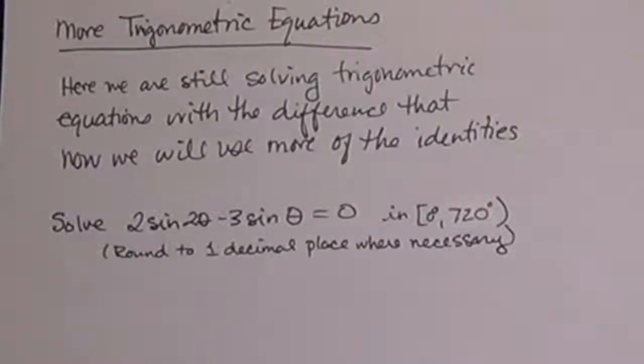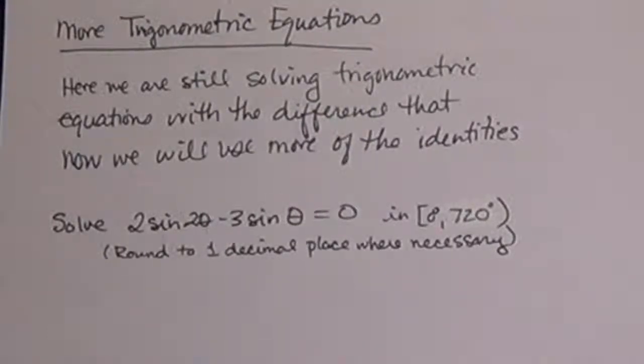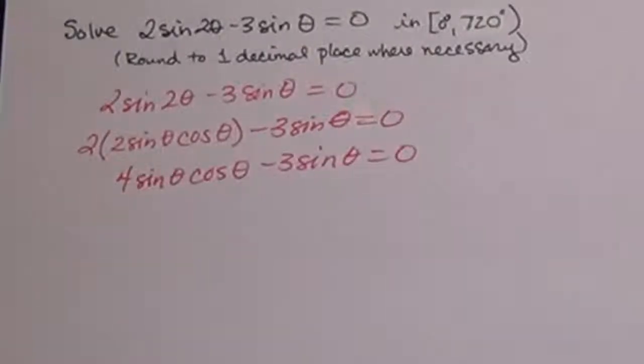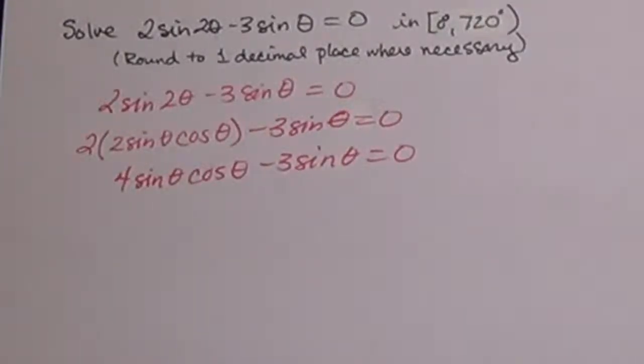In this case, the reason this one is not a basic trig equation is because I have both a double angle and a single angle in my equation. And so the first thing I'm going to want to do is rewrite this so that I'm only in terms of theta. Or, if possible, write it so that I'm only in terms of 2 theta. So in this case, we can see that sine of 2 theta is 2 sine theta cosine theta from our double angle formula. And so we get that 4 sine theta cosine theta minus 3 sine theta is equal to 0.